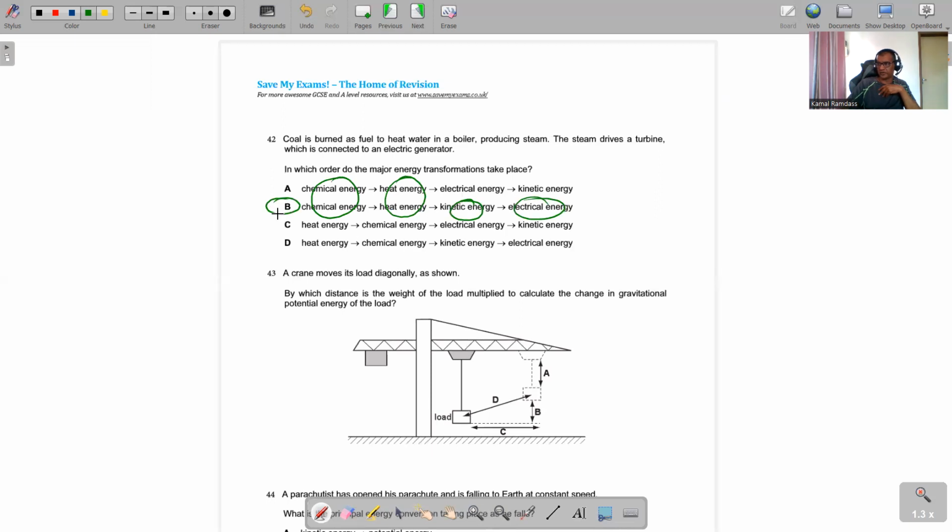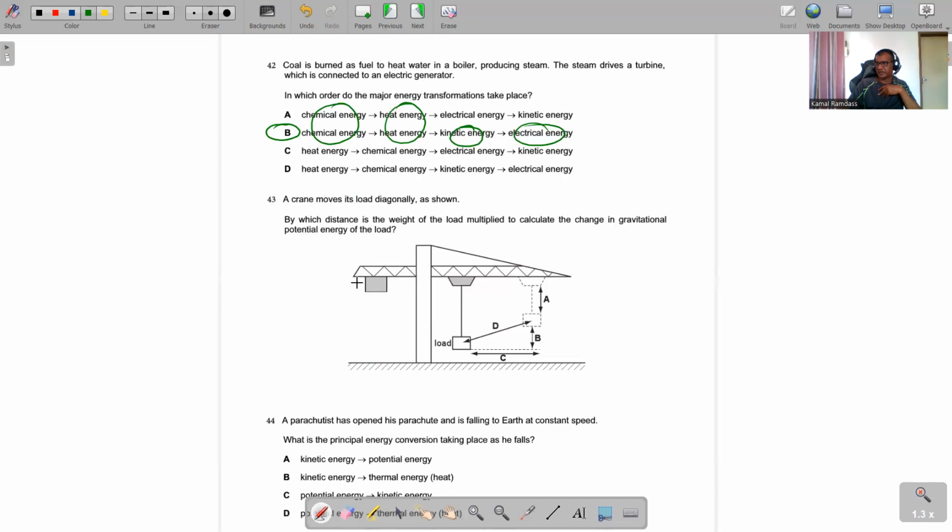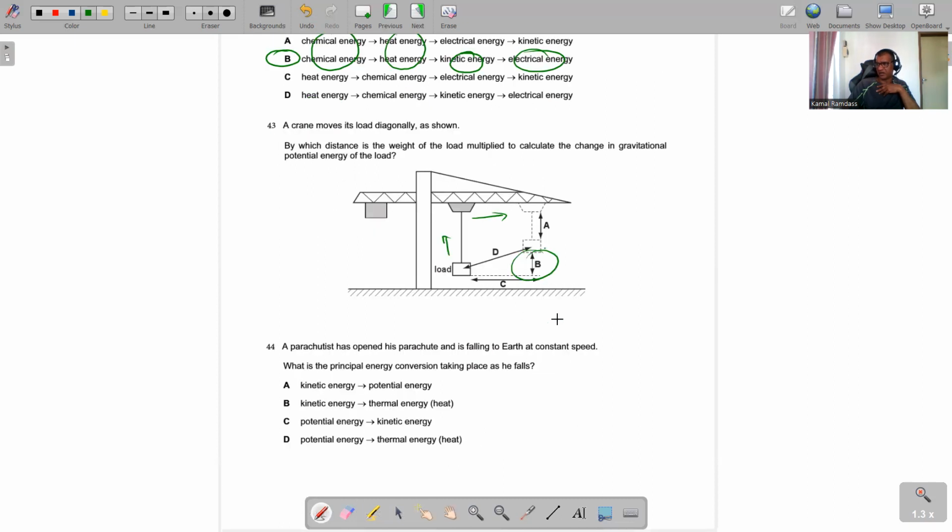B is the answer. A crane moves a load diagonally, as shown. But it can move up, and it can also move sideways. By which distance is the weight of the load multiplied to calculate the change in gravitational potential energy of the load? We take the vertical distance, B. mg delta H.